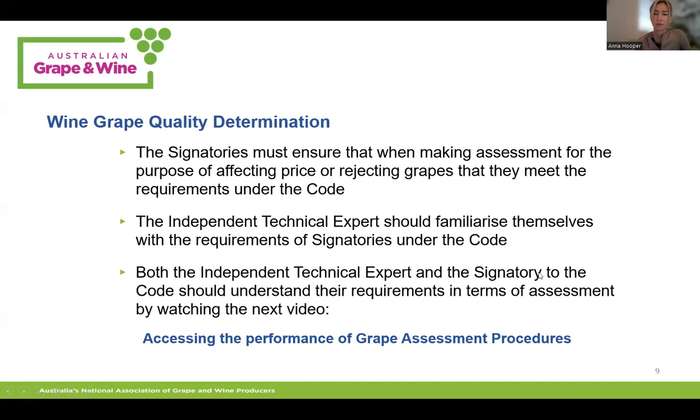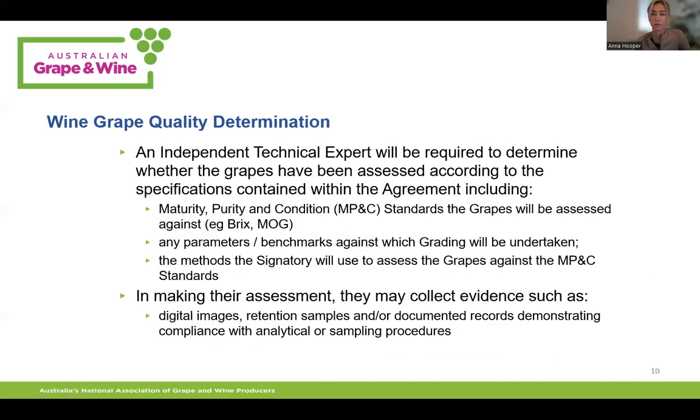So for the purpose of this video, I'm just going to provide a very brief overview. Under the code, as code signatories, the winemaker must document any maturity, purity and condition standards that the grapes will be assessed against, and any parameters or benchmarks by which grading will be undertaken, and any other specifications that will be used to make price deductions or rejections.